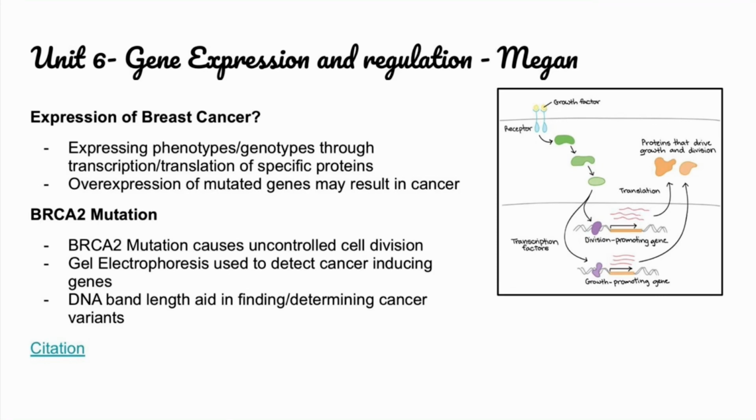Although gene expression is very beautiful and unique to each individual, overexpression of mutated genes can be very dangerous. In the lab, we learned that the BRCA2 mutation causes uncontrolled cell division, thus resulting in breast cancer. Thankfully, gel electrophoresis can be used to detect these cancer-inducing genes.